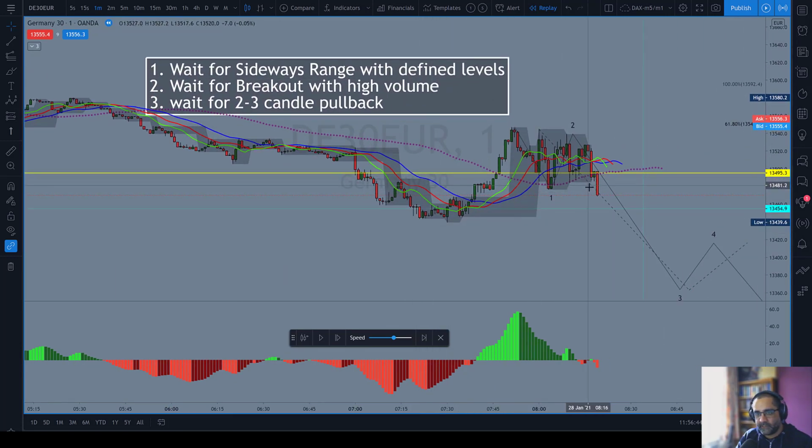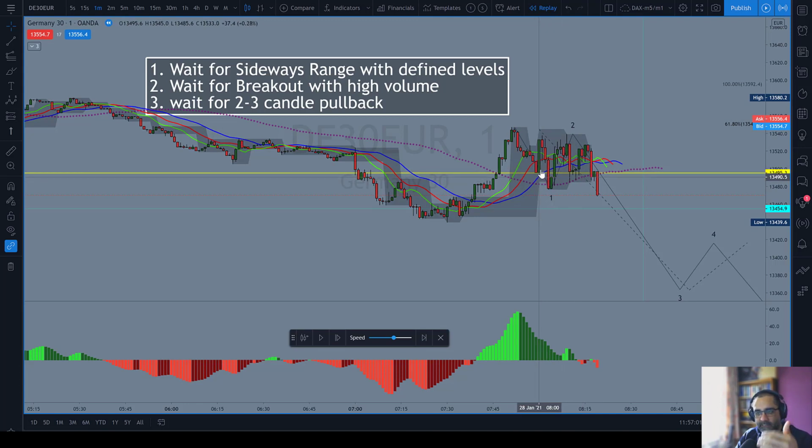Right, so that's your point number 2 now. Wait for the breakout with high volume. Now, if you don't have access to volume, then you focus on the range of the candle. So if you look at this candle, it's a pretty big candle. It's breaking out. It's not that it poked out and went back in. No, it broke out, and it's breaking two things.